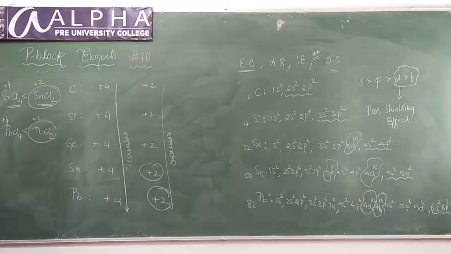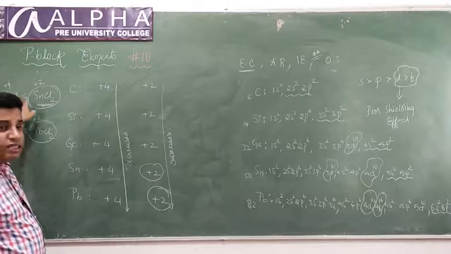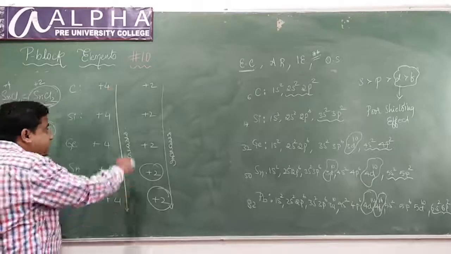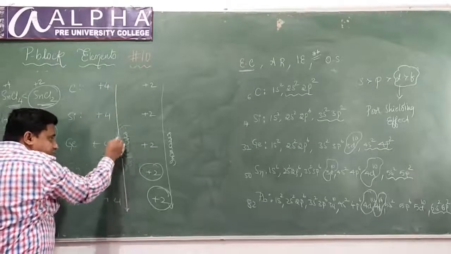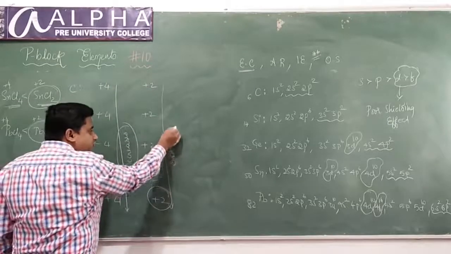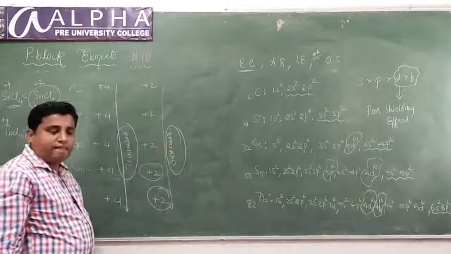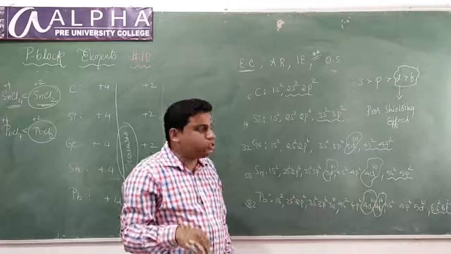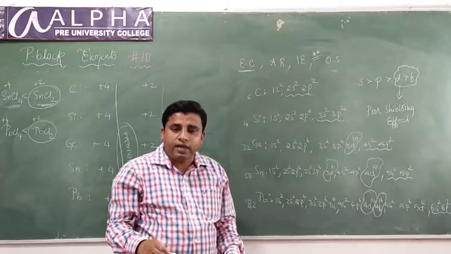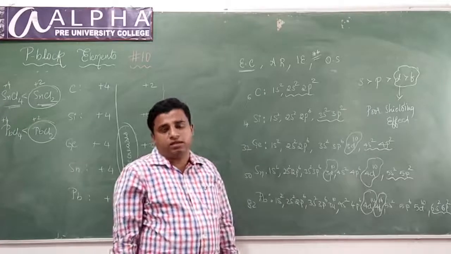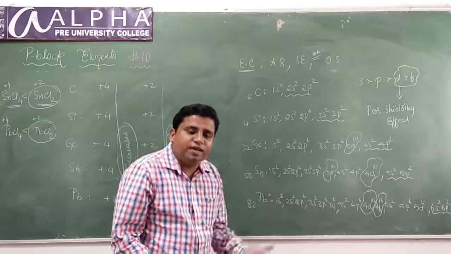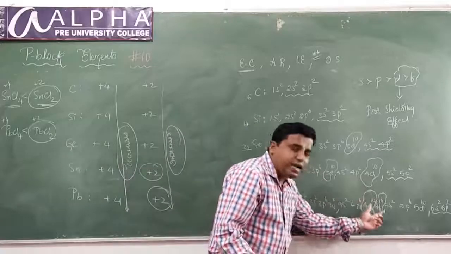Correct? So why is SnCl2 more stable than SnCl4? Why is PbCl2 more stable than PbCl4? That means, why does the stability of +4 oxidation state decrease and the stability of +2 oxidation state increase? Now we have understood that down the group, the shielding effect decreases. Why? Because of inner d orbitals and f orbitals.